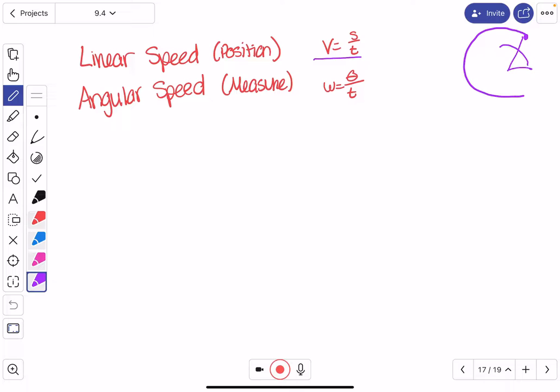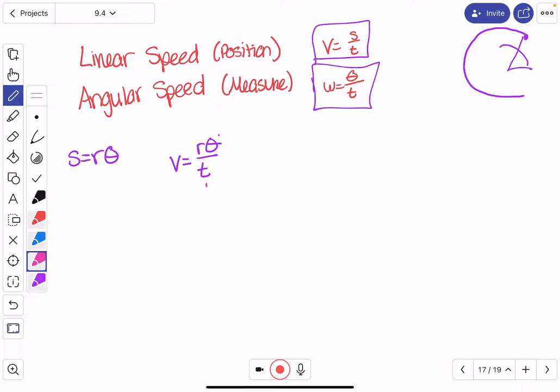So we have this formula for linear speed, this formula for angular speed. Also, going by what we just did with our arc length, S equals R theta, so we could plug that in for V. W equals theta over T, so we could plug that in. So we have 3 forms for the linear speed. Depending on what we know, different ones are easier to use. Those formulas will be given to you to use on the test, but you need to know how to use them.